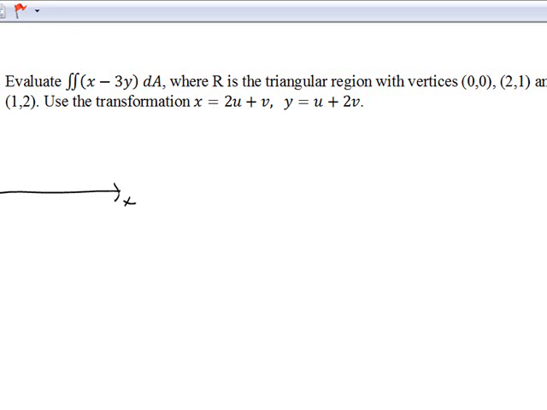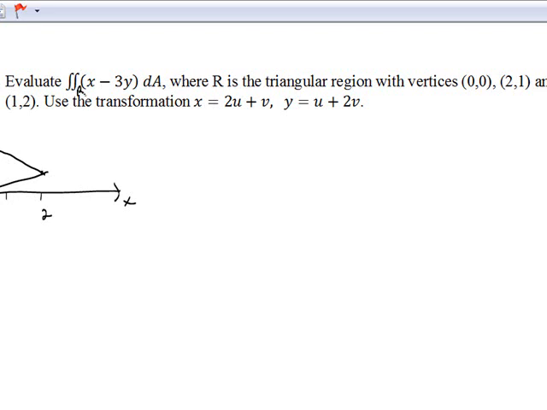So we need the points (0,0), (2,1), and (1,2). Now you need to find the equations of these lines, and I'm glad I'm doing this because this one is a little different from what we have done in the past.